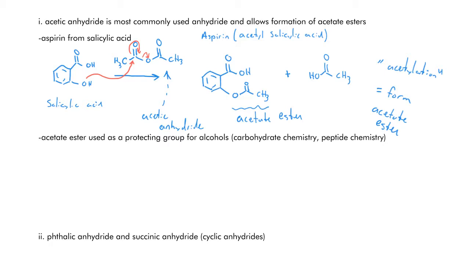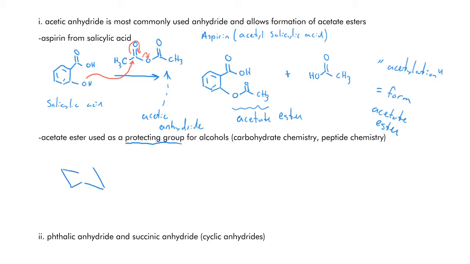And so when that's masked as an acetate ester, it no longer has that property, or it has less of it. And it also metabolizes in a slightly different way. So it's better, and that's why we use aspirin instead of salicylic acid. And this brings up an interesting concept: the acetate ester is used very frequently as a protecting group for alcohols. It's a way of masking or hiding an alcohol, particularly in the world of carbohydrate chemistry and peptide chemistry.